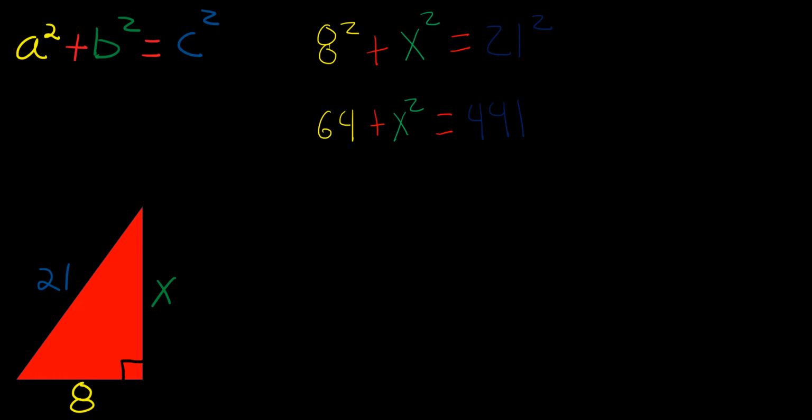In order to do that, I have to subtract 64 from both sides. When I subtract 64 from this side, it goes to 0. So I'm just left with x squared. It's going to be equal to 441 minus 64, which is going to be 377.